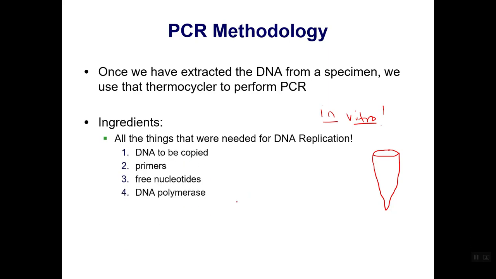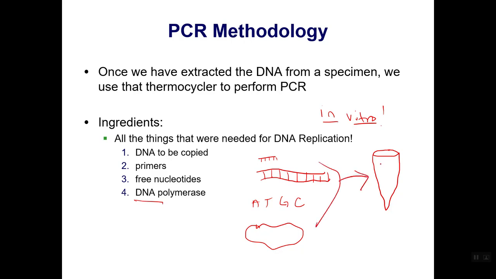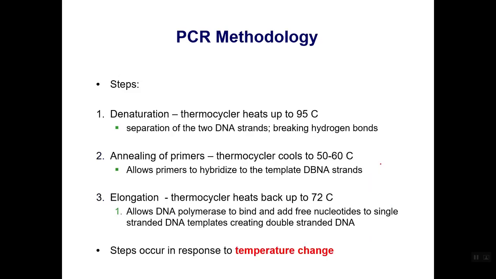So we're going to need the DNA to be copied. Here's my DNA. We're going to need primers. We're going to need free nucleotides, which are free A's, T's, G's, and C's. And we're going to need our handy-dandy DNA polymerase protein enzyme in order to accomplish all these goals. We're going to add all of those things into this tube.